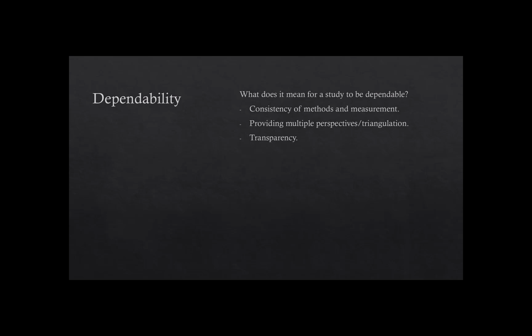The next criteria is dependability. Dependability speaks to consistency of methods and measurement, i.e., having instruments of measurement that give a dependable result. It also speaks to providing multiple perspectives and triangulating a result using multiple tools of measurement, and ultimately being transparent about the results and how they were attained.